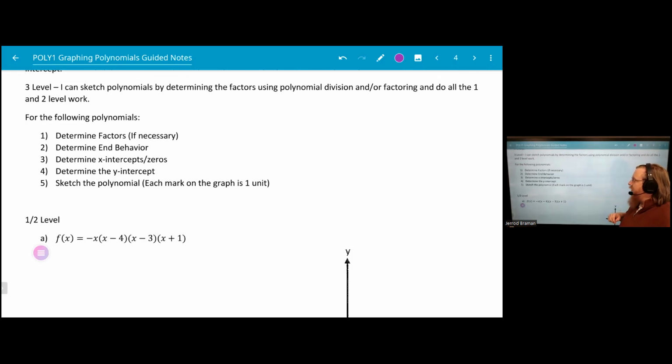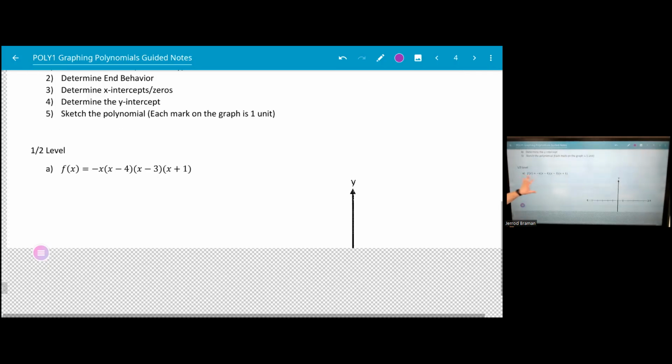You're going to have to determine the end behavior, determine the x-intercepts and zeros, determine the y-intercept, and sketch the polynomial. Remember, when you determine the y-intercept, we know the x value of the y-intercept: x is 0. Keep that in mind as we go through here. So let's take a look at this question. These are the 1 and 2 level. We're not going to have to determine the factors. We already have what we've got.